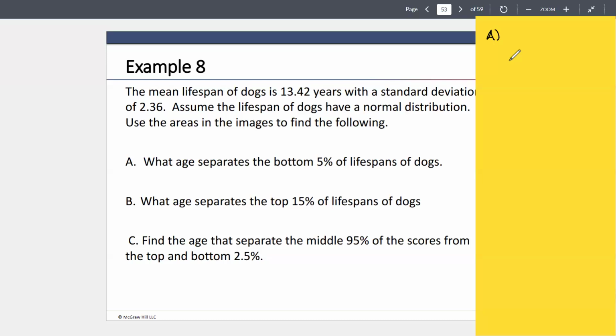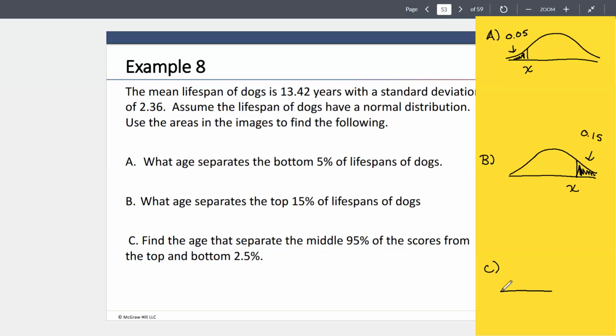So what A is looking at is we're going to have our distribution, and we're looking for our bottom 5%. So this area here should represent 0.05. This one we kind of know already because we found a Z-score for that. So we want to know what age separates that. B is going to be what separates the top 15%. So we're looking for an X here, and this area is going to be 0.15 for that 15%.